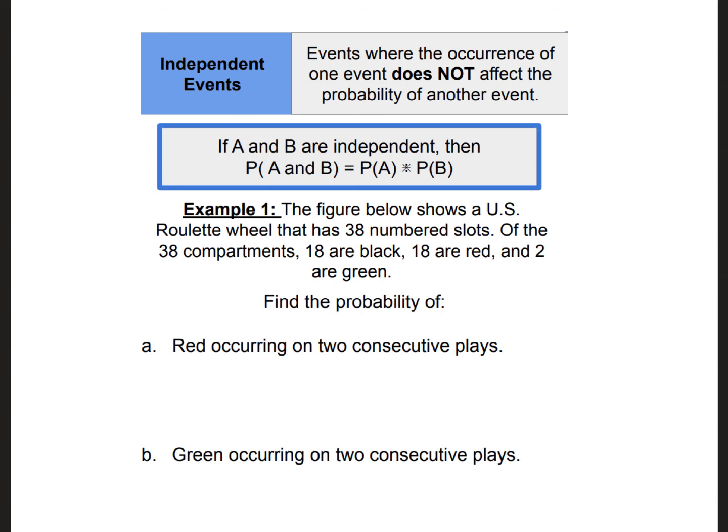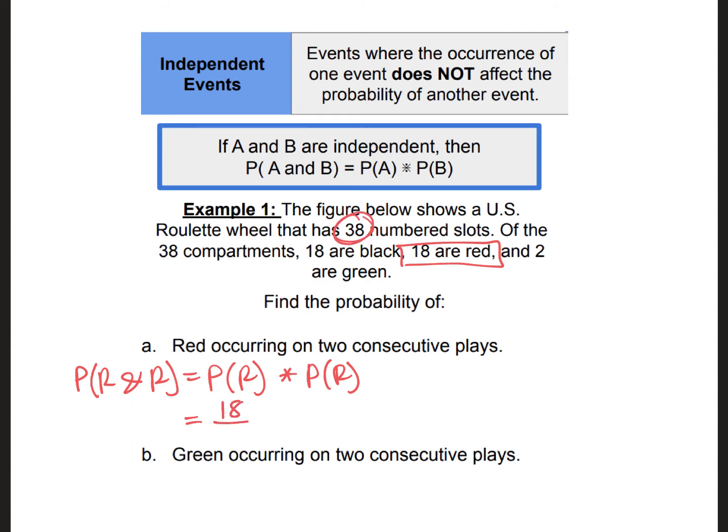So for this first one, we want to find the probability of red and red. And to do that, we're going to do the probability of red times the probability of red. Now notice they say here there are 18 red compartments and 38 total. So the probability of red is going to be 18 out of 38. We're going to multiply that by 18 out of 38. And for this one, you multiply straight across. So you're doing 18 times 18, which gives me 324. And then you're doing 38 times 38.